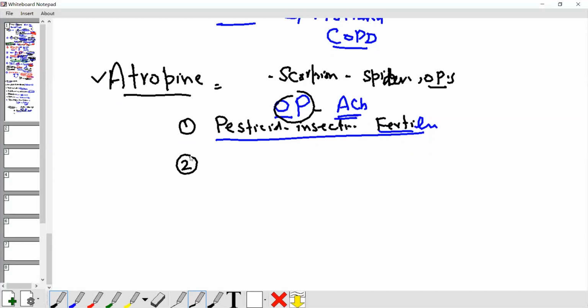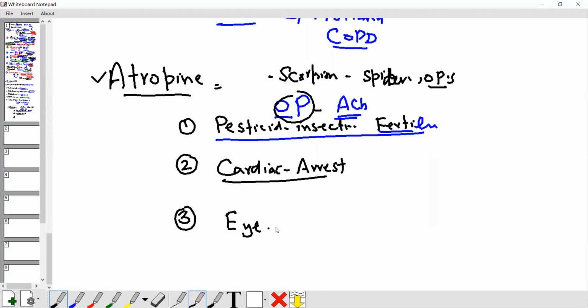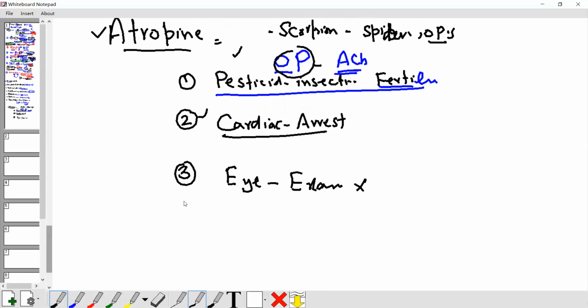Okay, second use: a patient suddenly has cardiac arrest. Use atropine. Number 3: eye exam. Before tropicamide was invented, we only had atropine for eye exams. But nowadays atropine is only used for OP poisoning and cardiac arrest, not for eye exams, because now we have tropicamide. Understand? Now, next use.